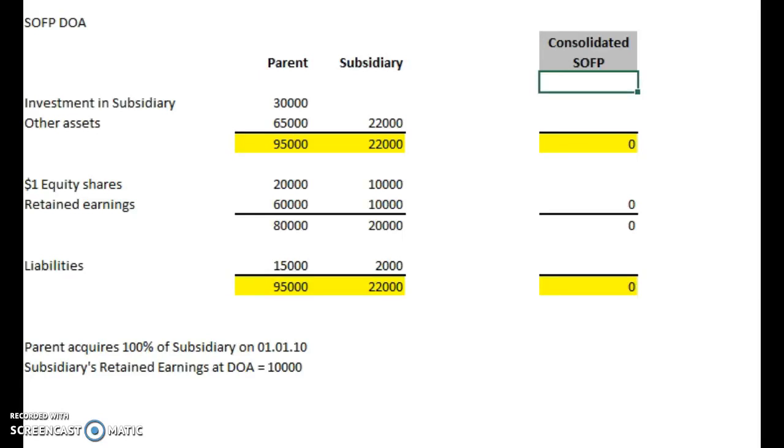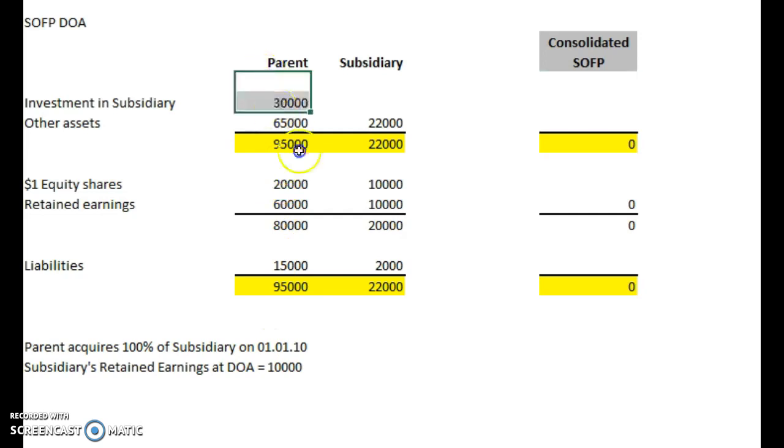Okay, this is another statement of financial position. We're going to consolidate the parent and the subsidiary. So let's just read the question and see what it tells us. The parent acquires 100% of the subsidiary on 1st of Jan 2010. At that date, the subsidiary's retained earnings is £10,000.